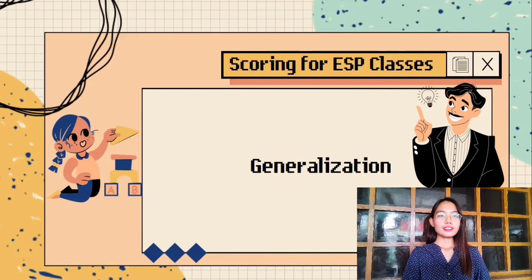To generalize the topic that we have discussed, first we tackled what a test is. It is an instrument or tool that is used to gather the information needed by the teachers. Next is evaluation, which is the bigger umbrella from which test and testing are included. Then we also discussed ESP testing as well as its characteristics, and the scoring for ESP, which entails two types, which are the holistic and analytic scoring.